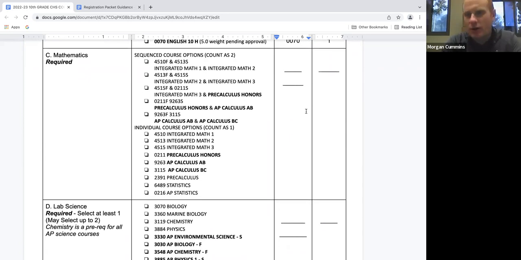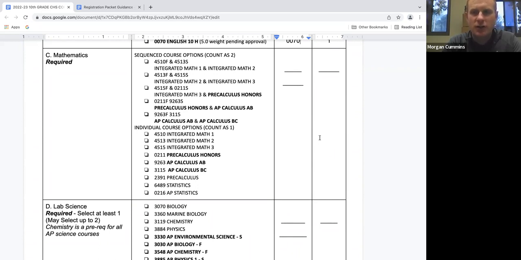The next is C category in mathematics. You have multiple different options when it comes to math. A lot of students like to choose to sequence math, which means you would take a math class in the fall and a math class in the spring. You do not have to do that, but for students who want to stay on track and not have a gap in their math foundation, choose to sequence math.